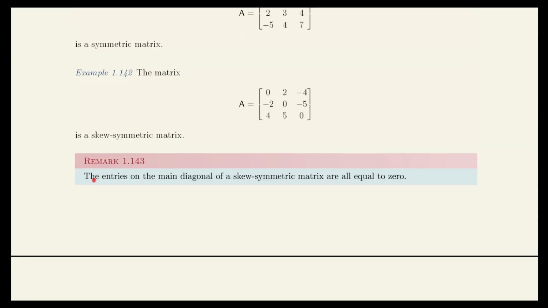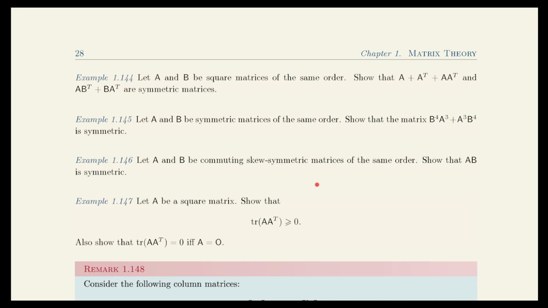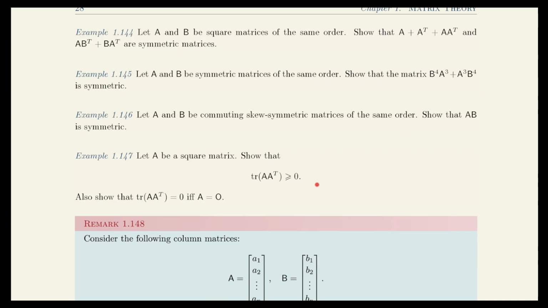So here I have put this as a remark, it is good to know. The entries on the main diagonal of a skew-symmetric matrix are all equal to 0. Okay, but now we need to solve some examples and then we are done actually for today's lesson. If we have extra time, we go back and solve some of the problems from the previous sections.